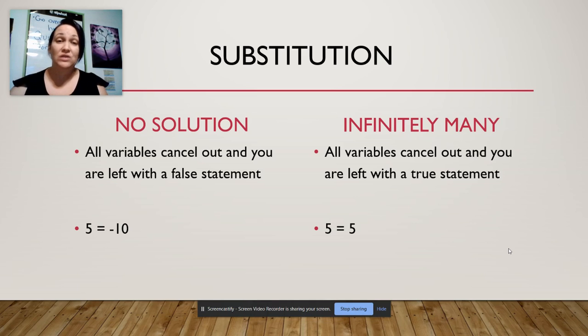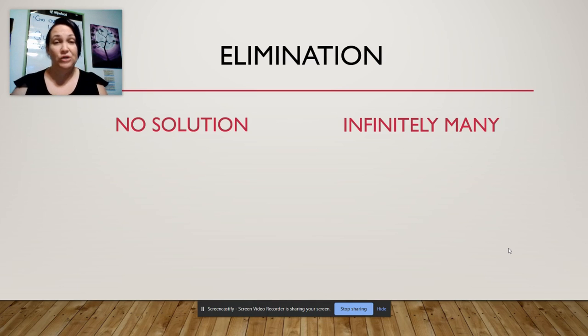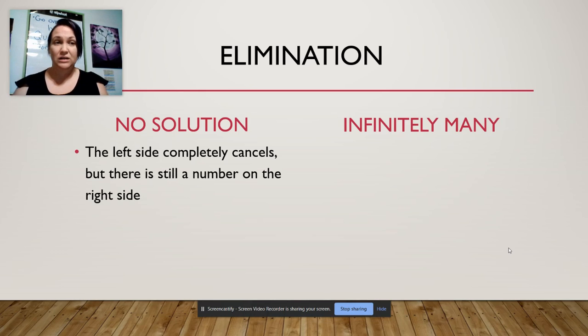Finally, we can also get these two special cases for elimination. If you're solving by elimination and your entire left side cancels out, the left side is where the variables are, right? The ax plus by. So if your entire left side cancels out, but your right side does not, so like your x is canceled, your y is canceled, but on the other side of the equal sign, it was like 5 plus 4, and it's still the number 9, right? Then that's a no solution.